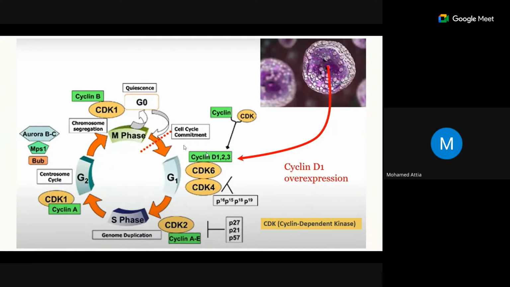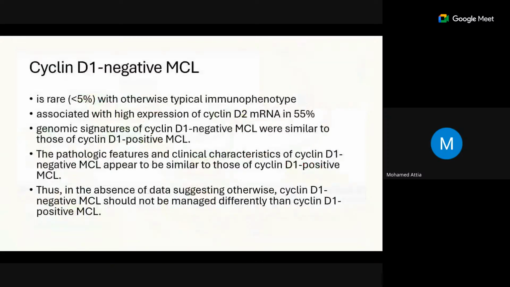How is it produced and overexpressed? It is overexpressed because of the translocation 11;14. In very rare cases, because we are dealing with biology, we are not dealing with mathematics. Doctors are not mathematicians. This is a very big problem in the community. The community thinks of us like mathematicians. We are not mathematicians. There will always be exceptions.